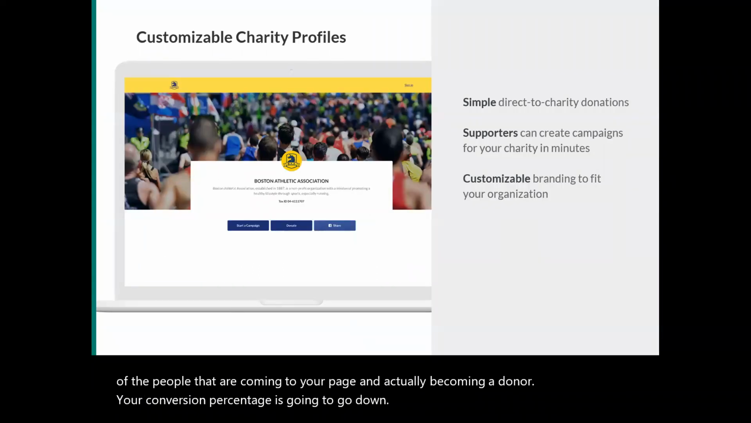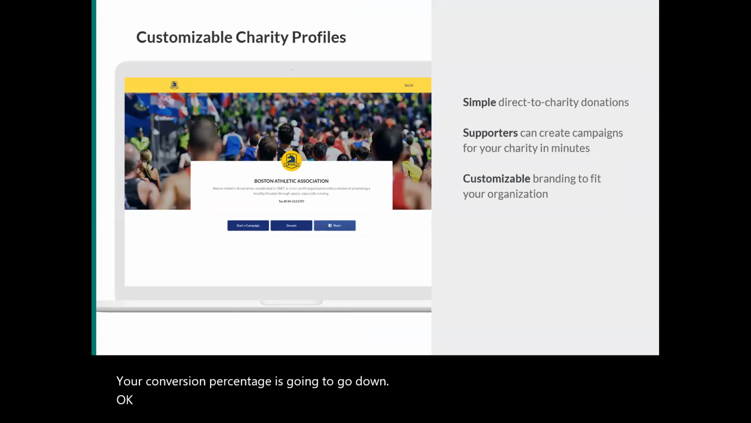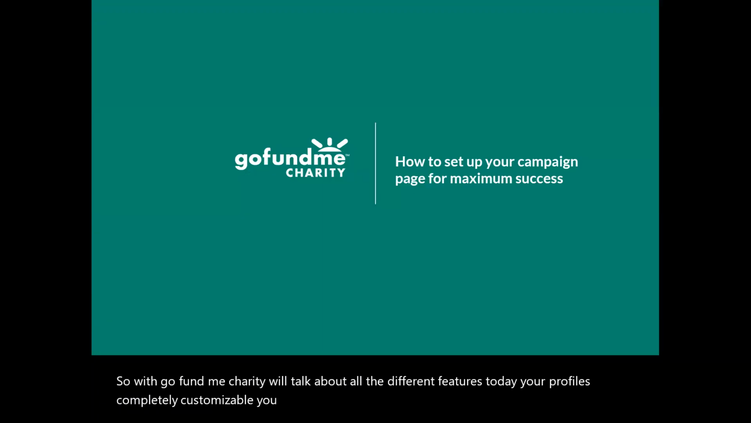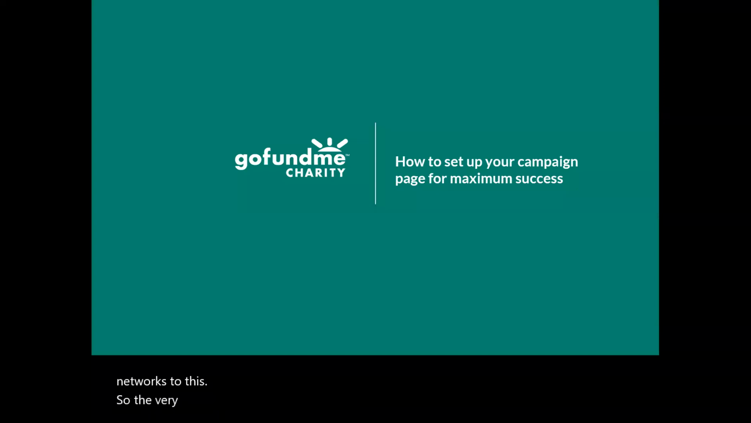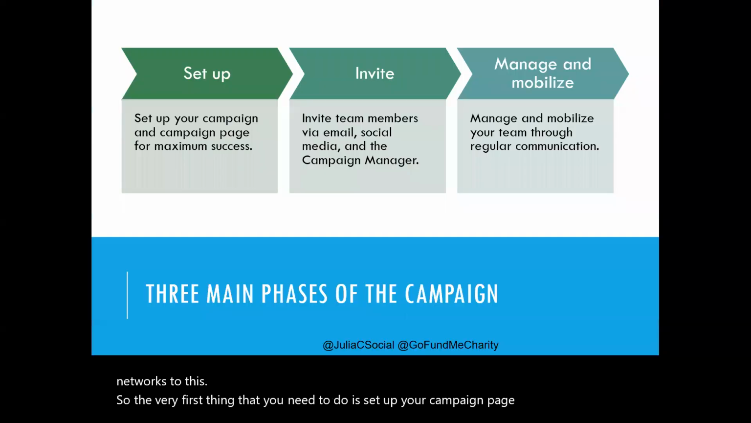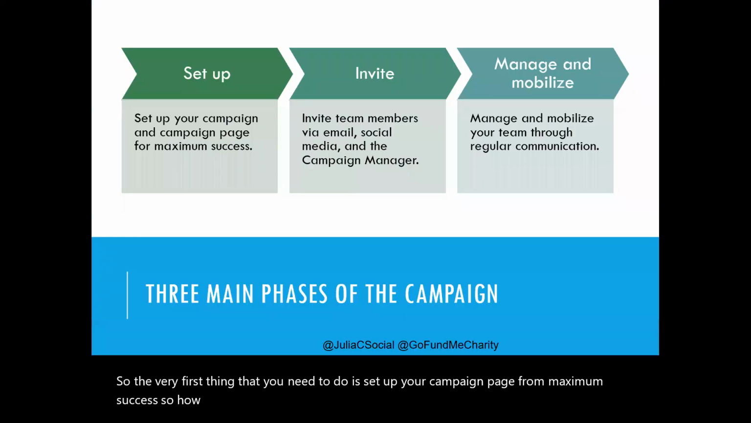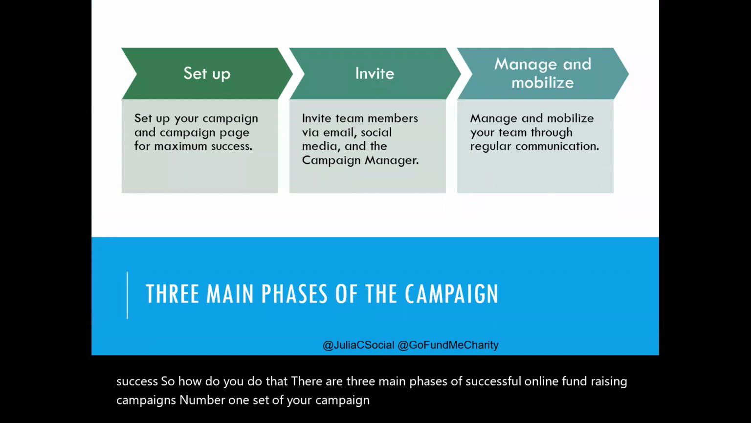Okay, so with GoFundMe Charity, we'll talk about all the different features today. Your profile is completely customizable. You can have your own branding on it, and you can direct your networks to this. So the very first thing that you need to do is set up your campaign page for maximum success. So how do you do that? There are 3 main phases of successful online fundraising campaigns. Number 1, set up your campaign page for success. We'll walk you through how to do that.